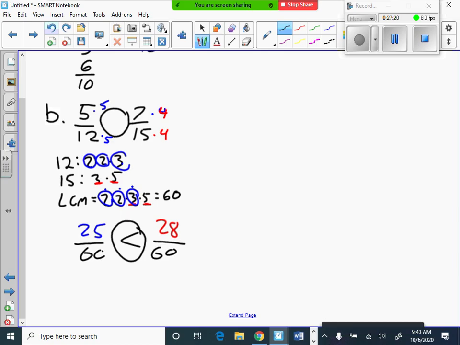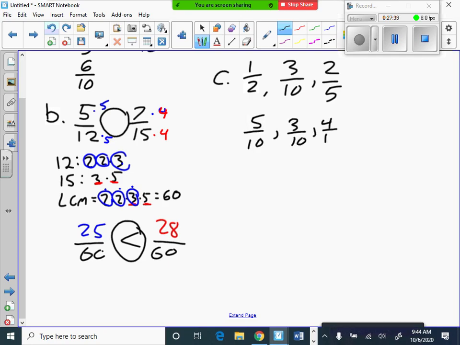C. Use common denominators to arrange these fractions: 1/2, 3/10, 2/5. What number does 2, 10, and 5 all go into? 10. Guys, if it's a simple number, we'll just do it. 5/10, 3/10, 4/10. What's my smallest number? 3/10. Next smallest? 4/10. We have to go back to the original, so it is 3/10, 2/5, followed by 1/2. Your final answer needs to reflect the original numbers.